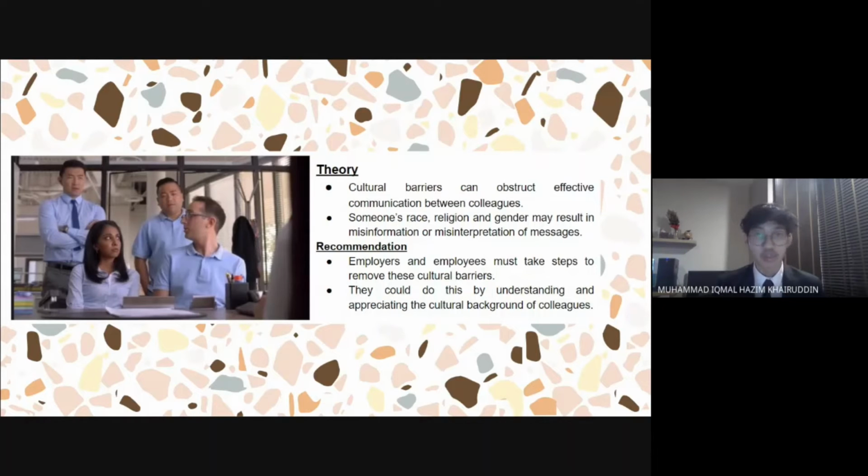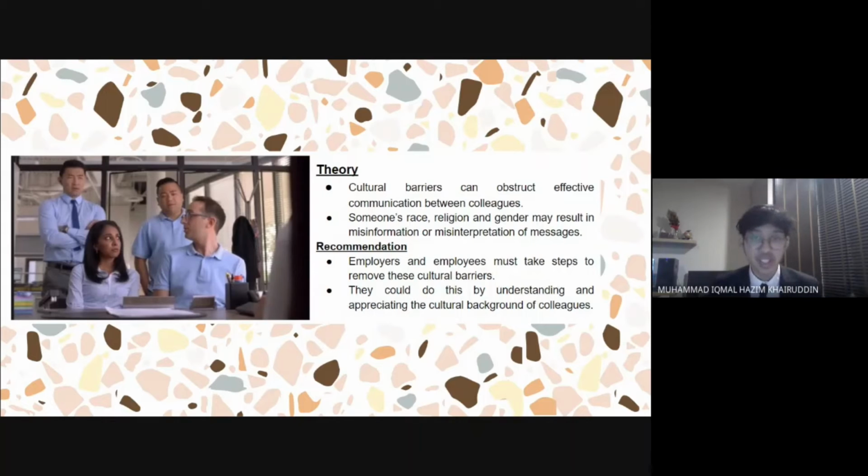Given that cultural barriers result in misinformation, it can produce bad work due to the misinformation that they got. For example, the use of a specific word that they don't understand, and then they misconstrue that as being something else and produce something entirely different. As a recommendation, all the employees as well as employers must take steps to remove these cultural barriers by understanding and appreciating the cultural backgrounds of their own colleagues.